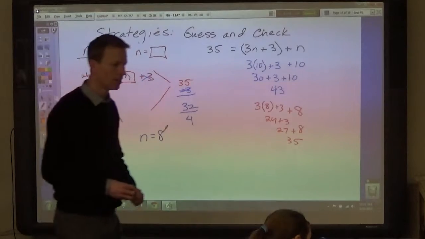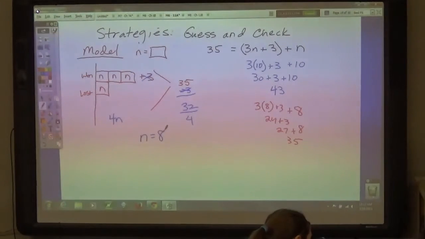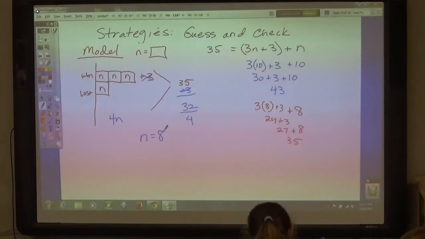Okay? So the 3 methods that we looked at. Well, it's not really 3. We always have to start by figuring out what equals what. And then from there you can use guess and check, you could use computation, or you could use a model to help you figure out the value of the unknown.